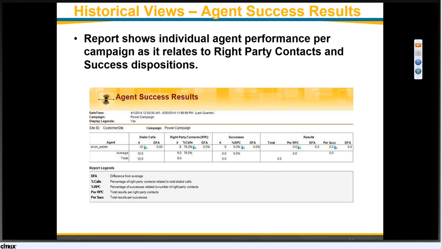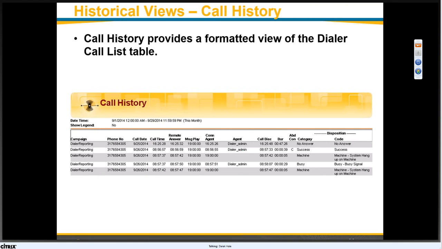So that's pretty good for evaluating how your agents are doing from a success standpoint. The next one's your call history. This is pretty similar to what we had in 3.0. We break these out by campaign, the campaign the call was made for, the phone number, the call date, call time, what time they actually answered, if we played a message, what agent it went to, what time it disconnected, stuff like that.